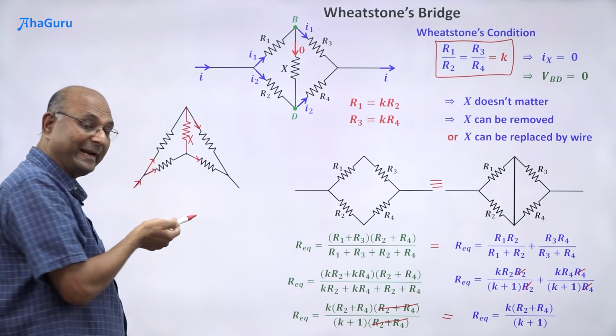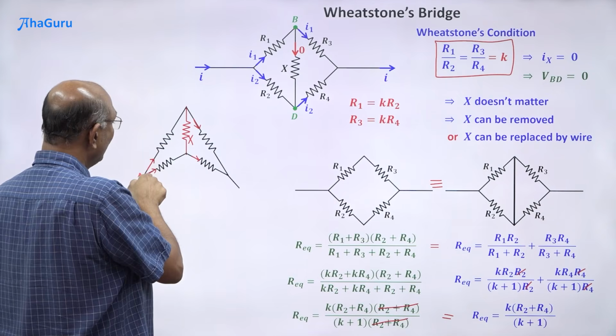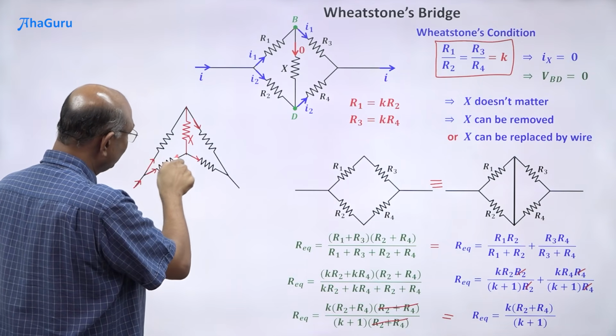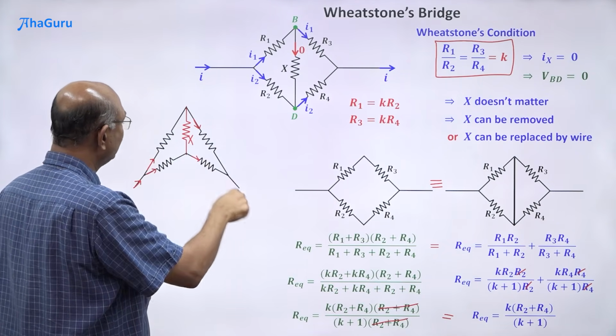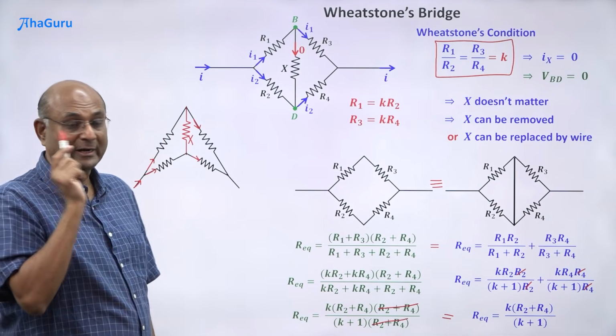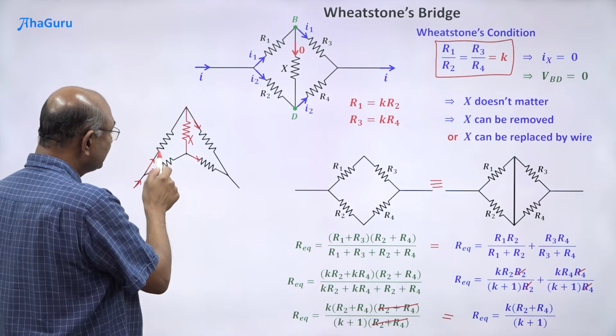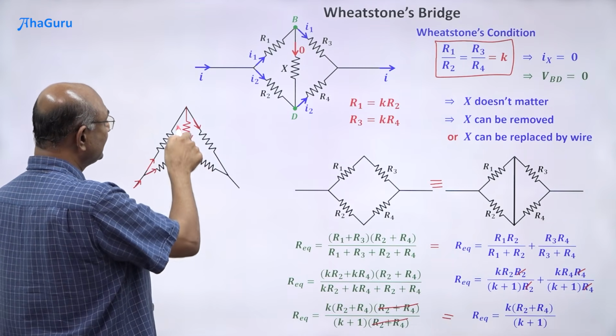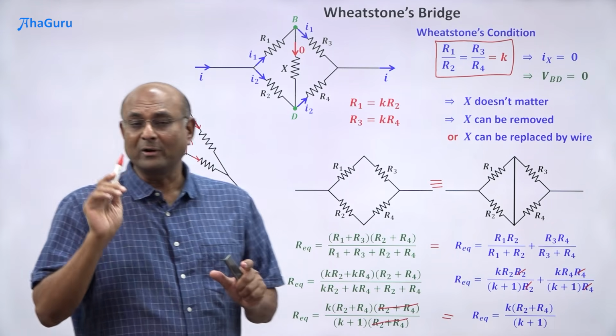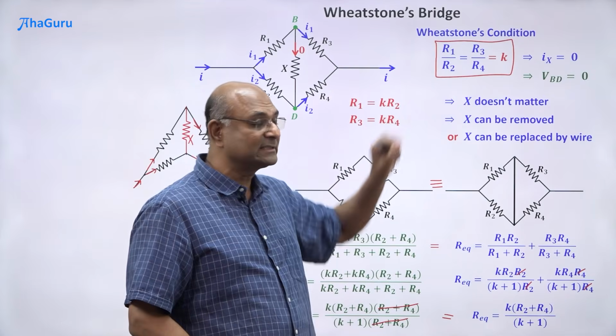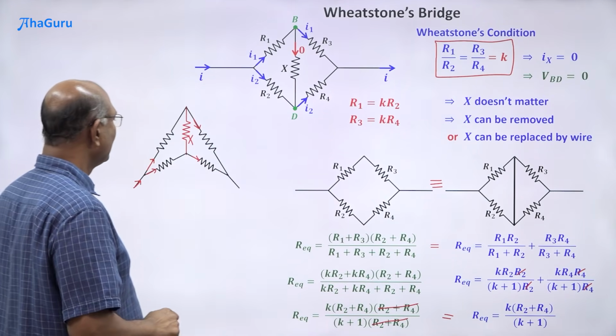Of course, they won't mark this in red. So you will have to figure out, oh, this is how the current is flowing, and this is the bridge. So if you understand that, then you can figure out, oh, this is the bridge. And if this resistance by this resistance is equal to this by this, then X can be removed. Only under this condition can you remove X.